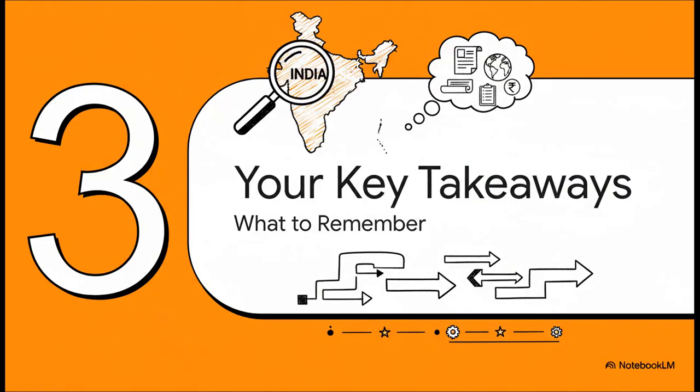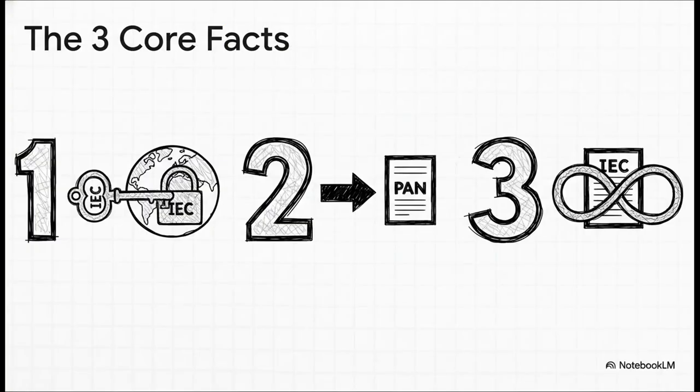Whew, we've covered a lot of ground pretty quickly. So let's just zoom out for a second and lock in the most important points from all this. If you only remember 3 things from this, make it these. 1. The IEC is your mandatory 10-character key for most import-export activities. 2. Your business gets one unique code, and it's tied directly to its PAN card. And 3. It's yours for life. No renewals necessary.